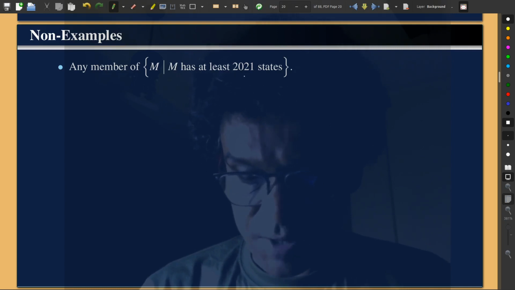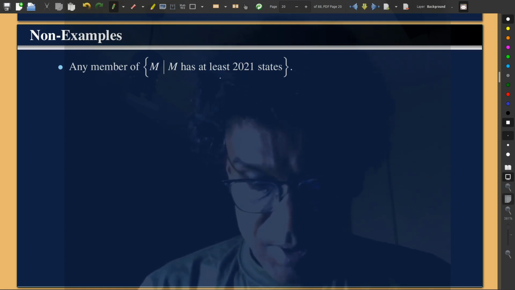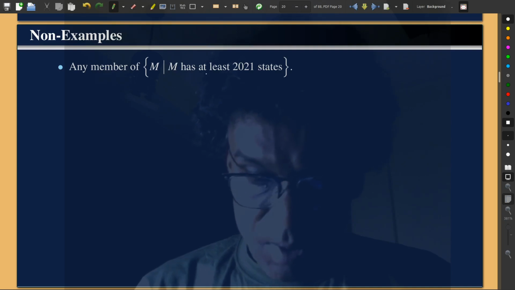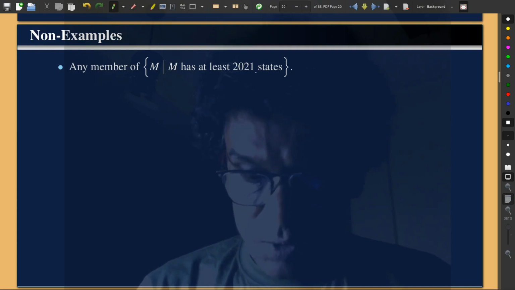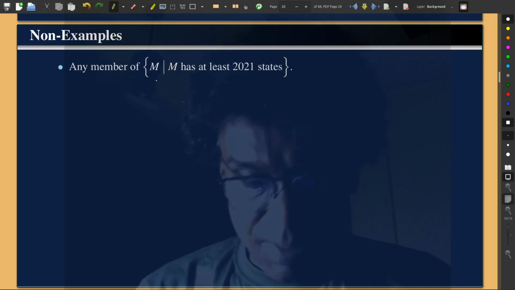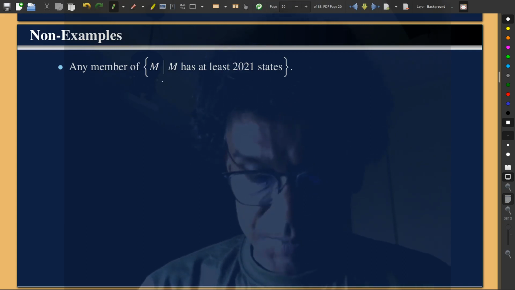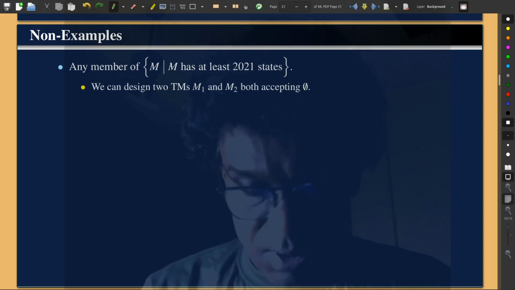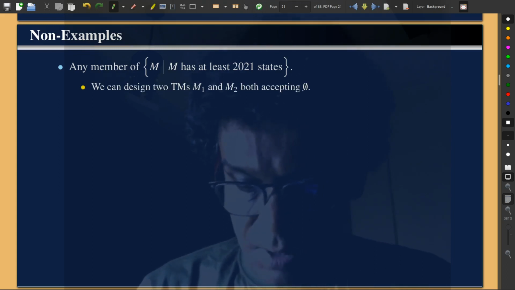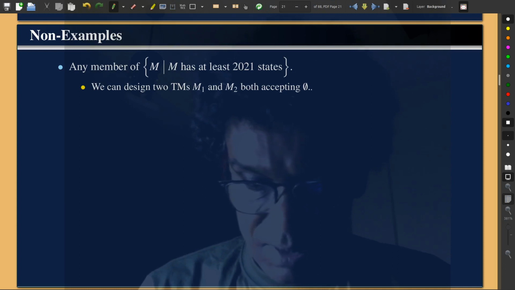I am not sure whether some such state-related results are available in the literature. But the idea is that whether a Turing machine has 2021 states or more or less is sometimes dependent upon the designer of the Turing machine. Here is an example. Consider a Turing machine whose language is the empty set. So they accept nothing.